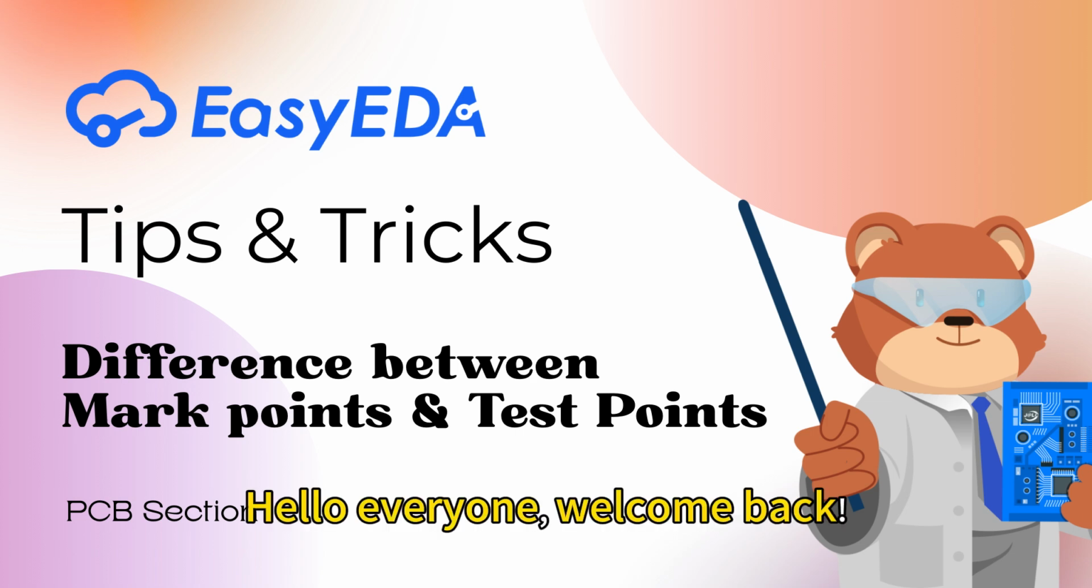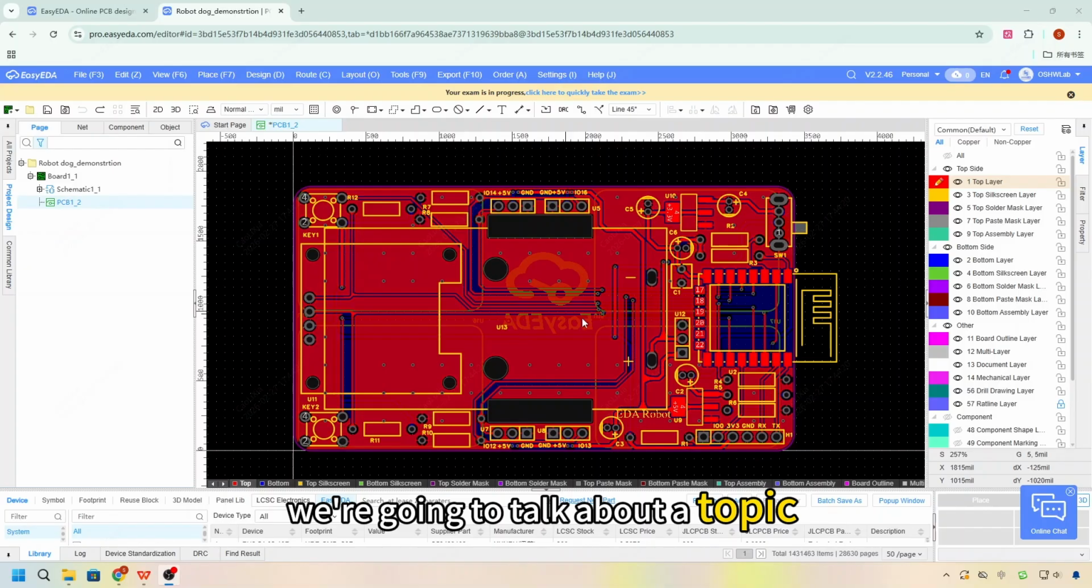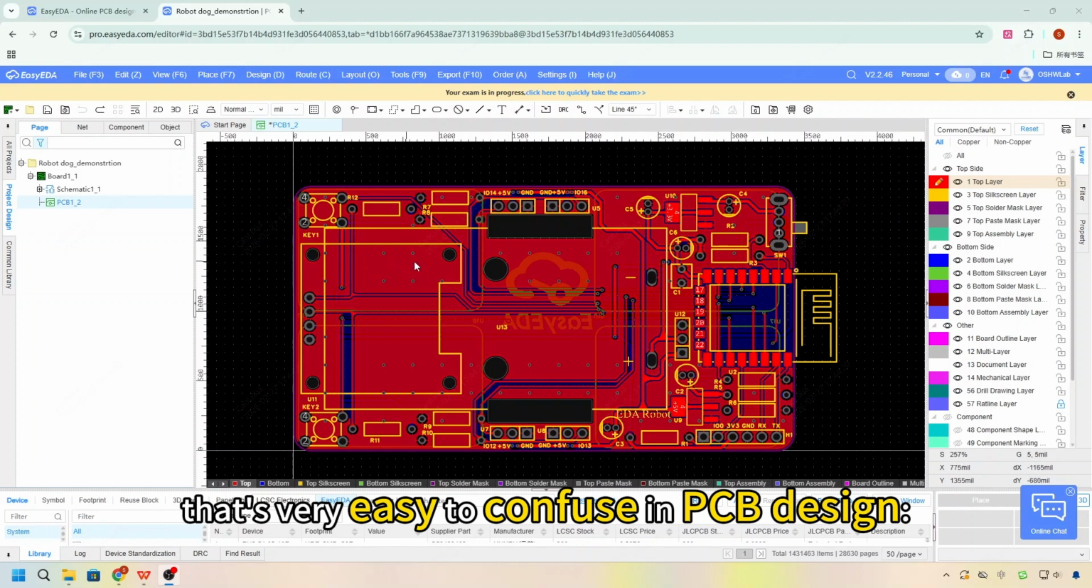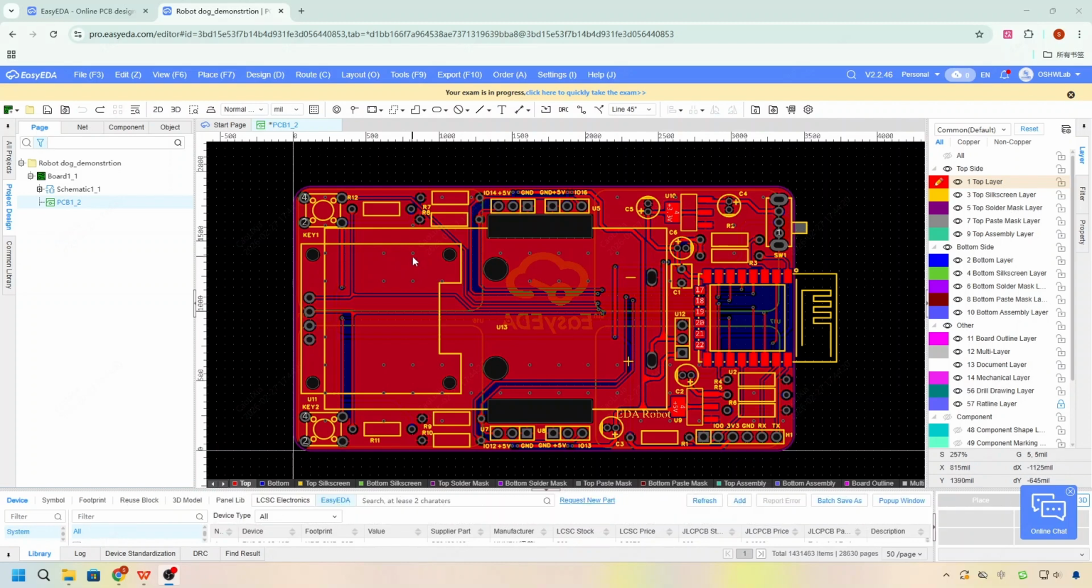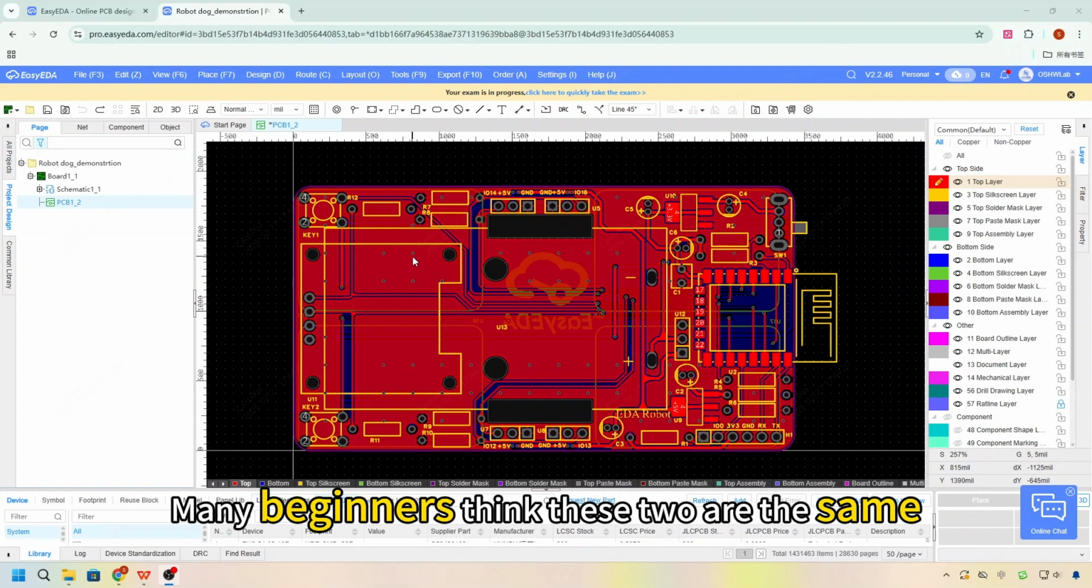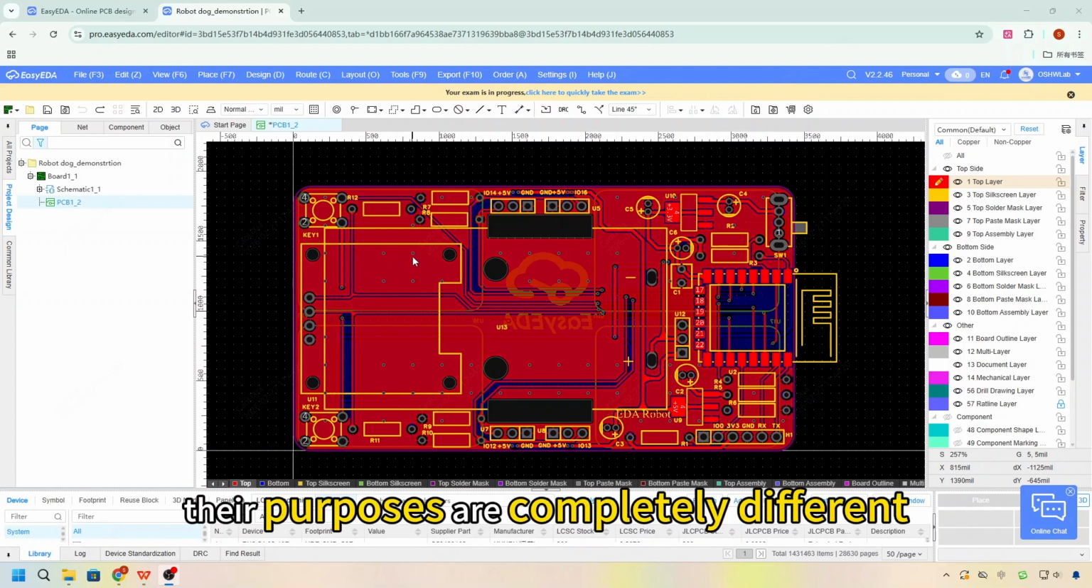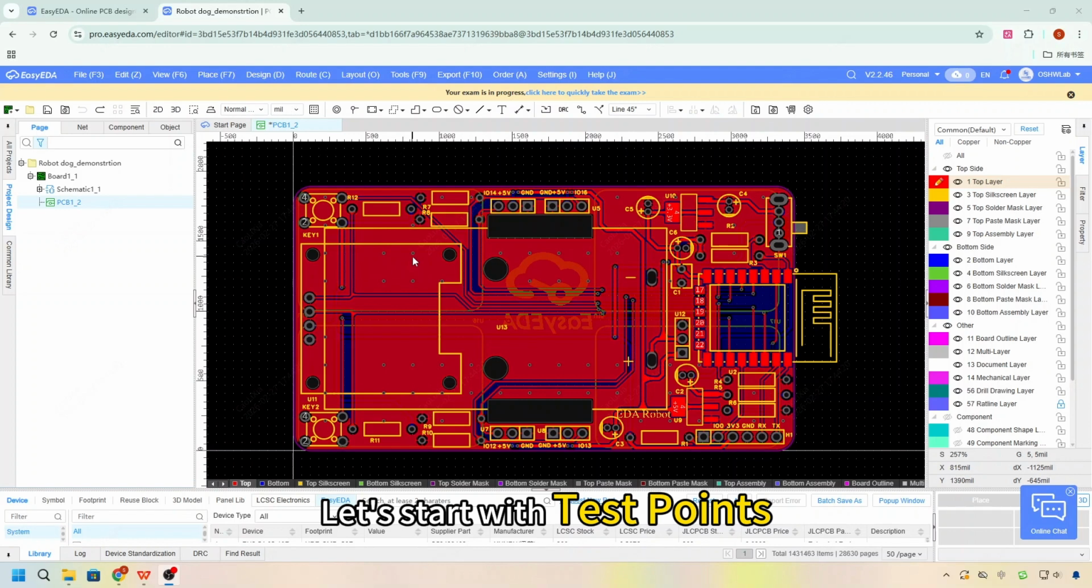Hello everyone, welcome back. In this session, we are going to talk about a topic that's very easy to confuse in PCB design, the difference between mark points and test points. Many beginners think these two are the same, but in fact their purposes are completely different. Let's start with test points.